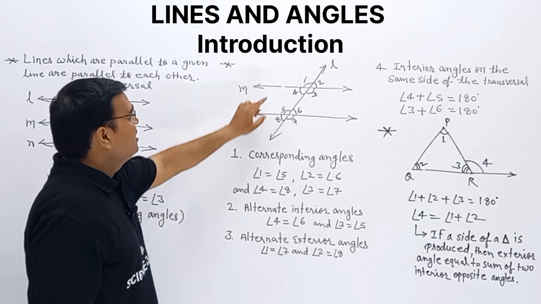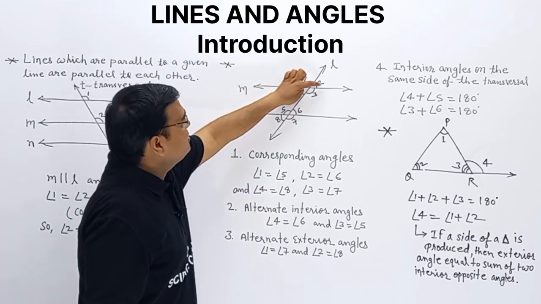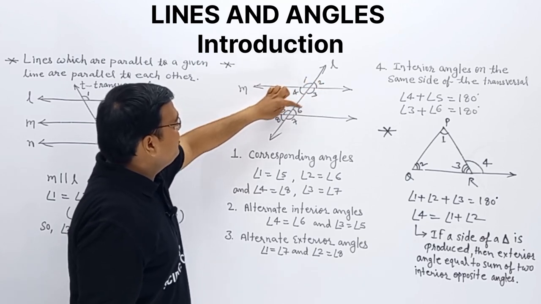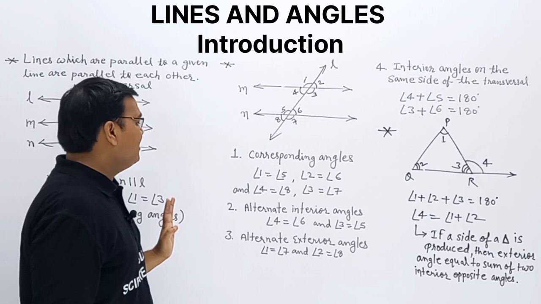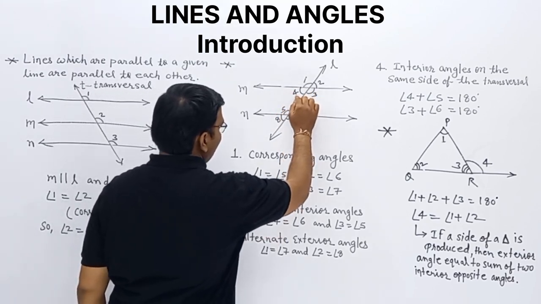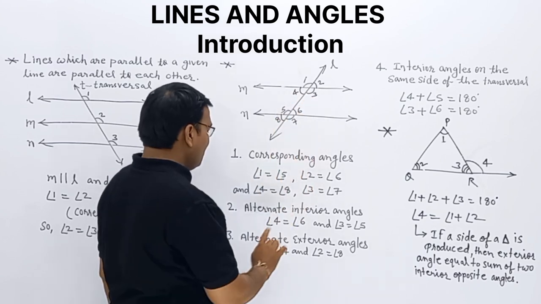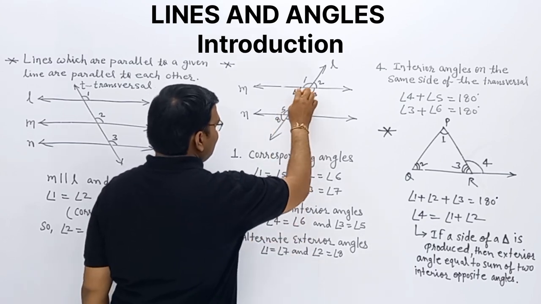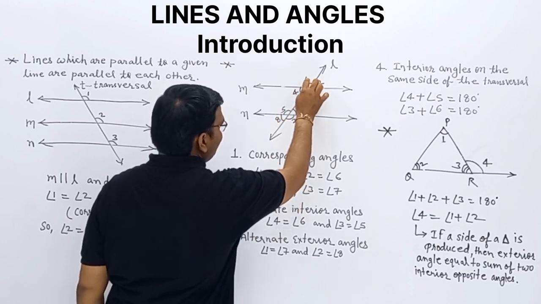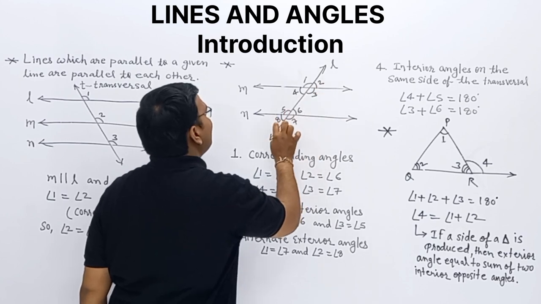Corresponding angles means this angle will be equal to this one, this will be equal to this one, angle 2 will be equal to angle 6, and this 3 will be equal to angle 7. Clear? Alternate interior angles: we have interior angles, and alternate of these, this will be equal to this one and this will be equal to this one. Alternate exterior: these are interior, so exterior will be both one and both one. So alternate means this angle will be equal to angle 7, angle 2 will be equal to angle 8.